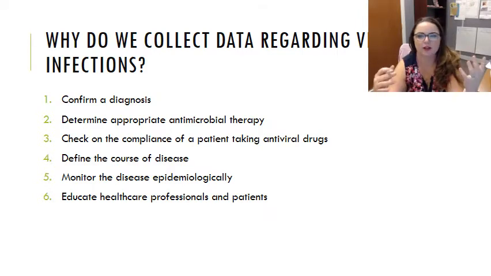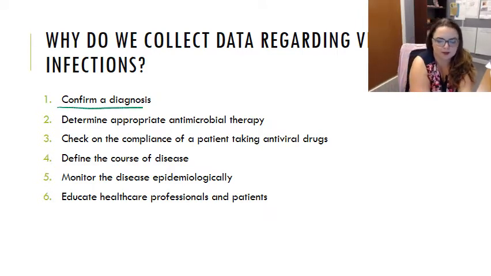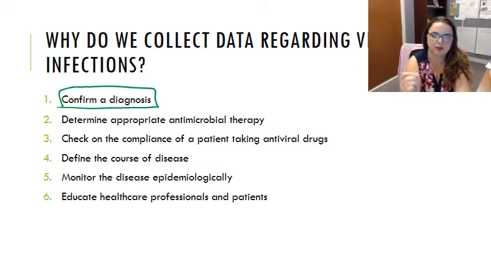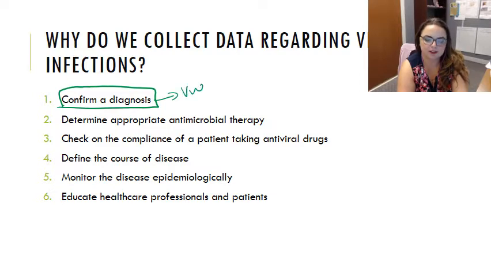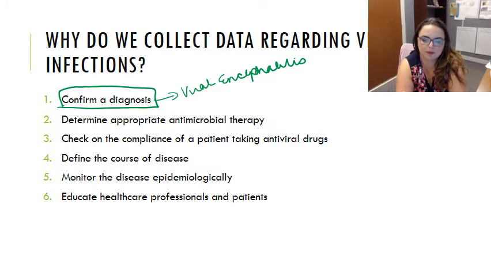So why do we collect data regarding viral infections? Well, the first would be to confirm a diagnosis. A good example of this would be cases of viral encephalitis or meningitis. We'll talk about this a lot more in your brain and behavior block, but once you know that you're dealing with a viral infection, not a fungal or parasitic or bacterial infection, there's HSV that can cause encephalitis, which we have a treatment for. It's acyclovir.